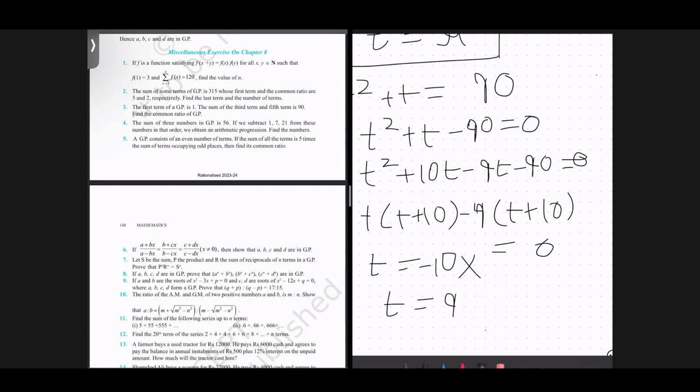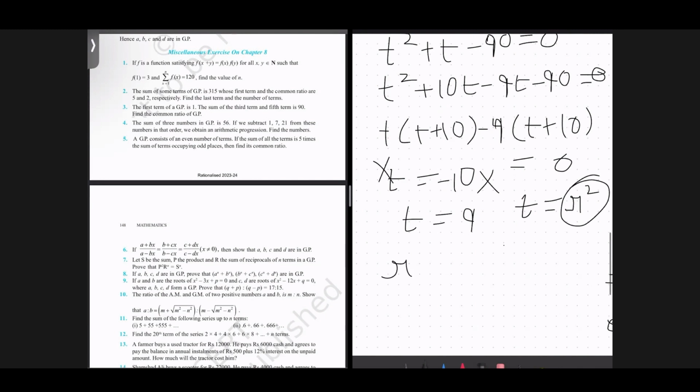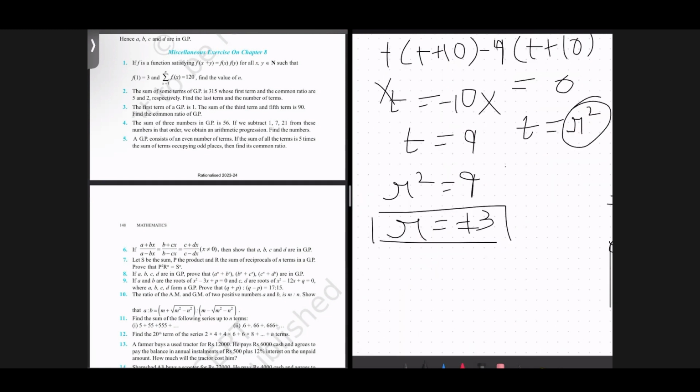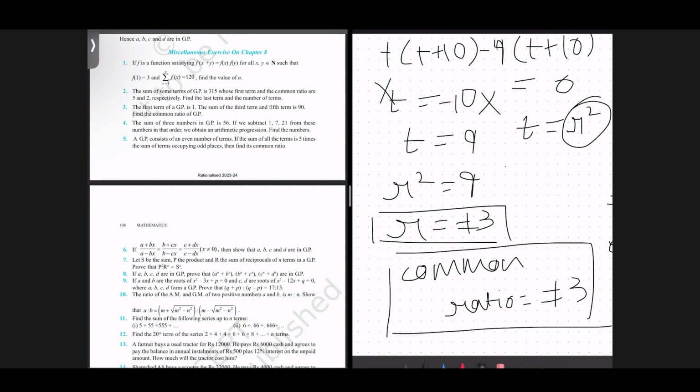This will get rejected because we have substituted t equals r^2, and a square of any term cannot be negative. So this is rejected. You have t equals 9. So r^2 equals 9 and r equals plus minus 3. Right. So the common ratio of this particular GP is going to be plus minus 3. That is the final answer.